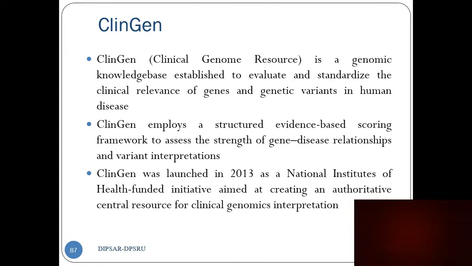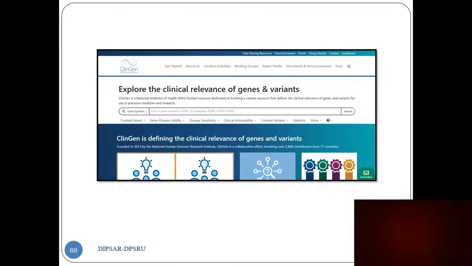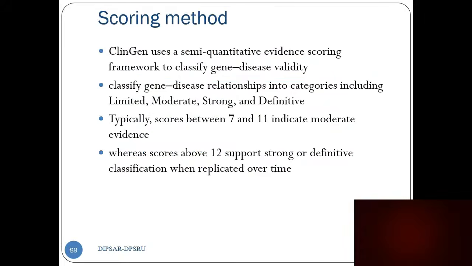Then there is ClinGen. ClinGen is the Clinical Genome Resource. It's a genomic knowledge database established to evaluate and standardize the clinical relevance of genes and genetic variants in human disease, and it employs a structured evidence-based scoring framework to assess the strength of gene-disease relationships. It was launched in 2013 as a National Institutes of Health funded initiative aimed at creating an authoritative central resource for clinical genomic interpretation. This is a screenshot of ClinGen. Just type ClinGen in Google, read about ClinGen, and use it for your research.